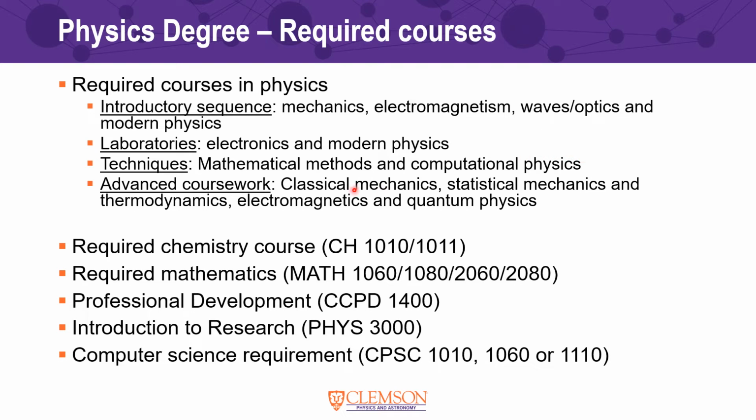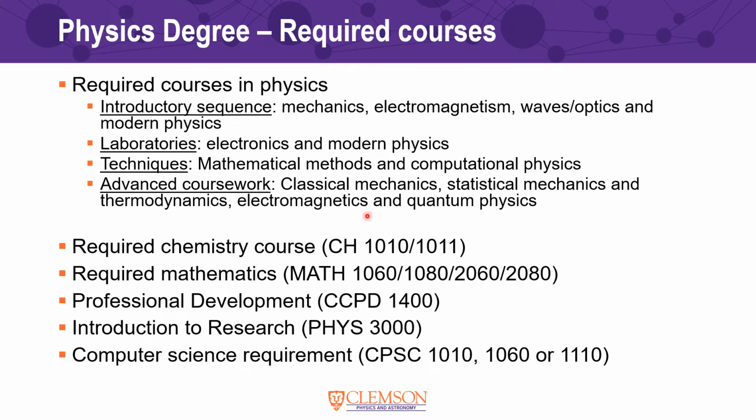Beyond the first 2 years in physics, then, you move into advanced coursework, taking classical mechanics, but now with a full suite of mathematical tools behind you, then doing mechanics, but in a statistical way, and then finally revisiting electromagnetism, and then doing quantum physics your senior year.